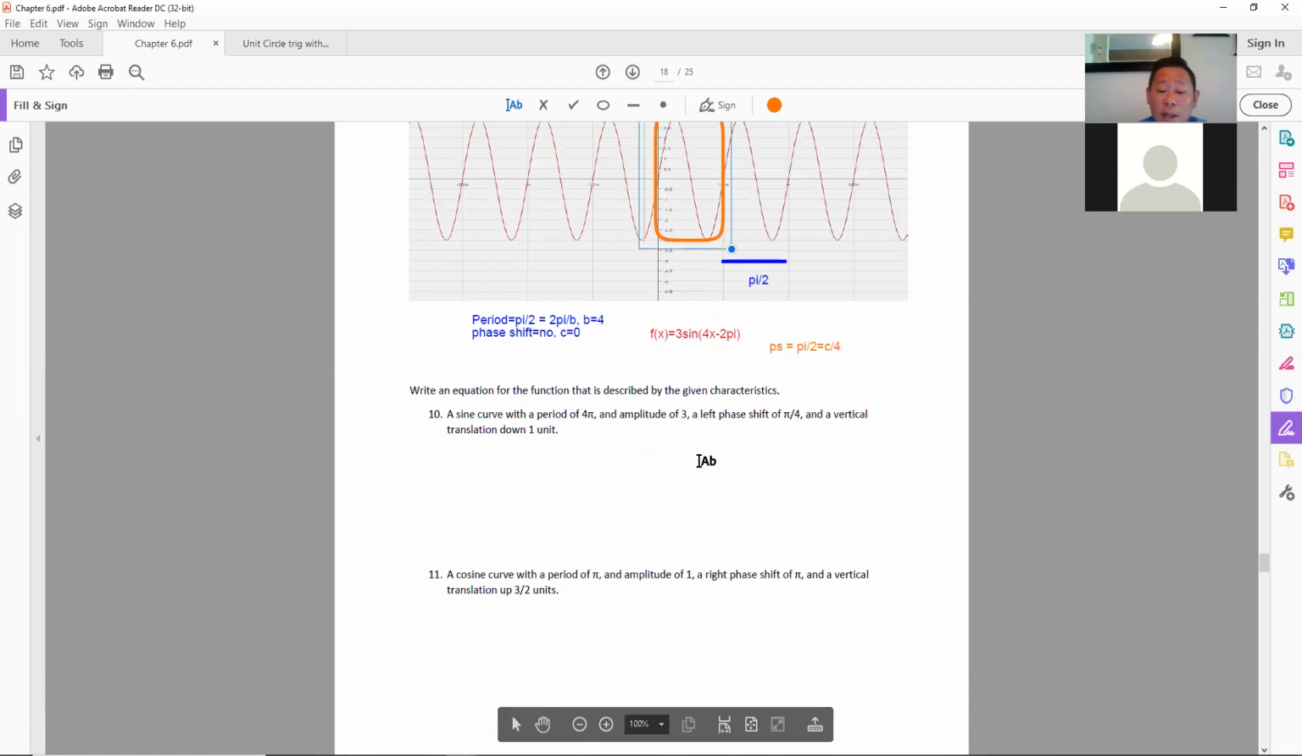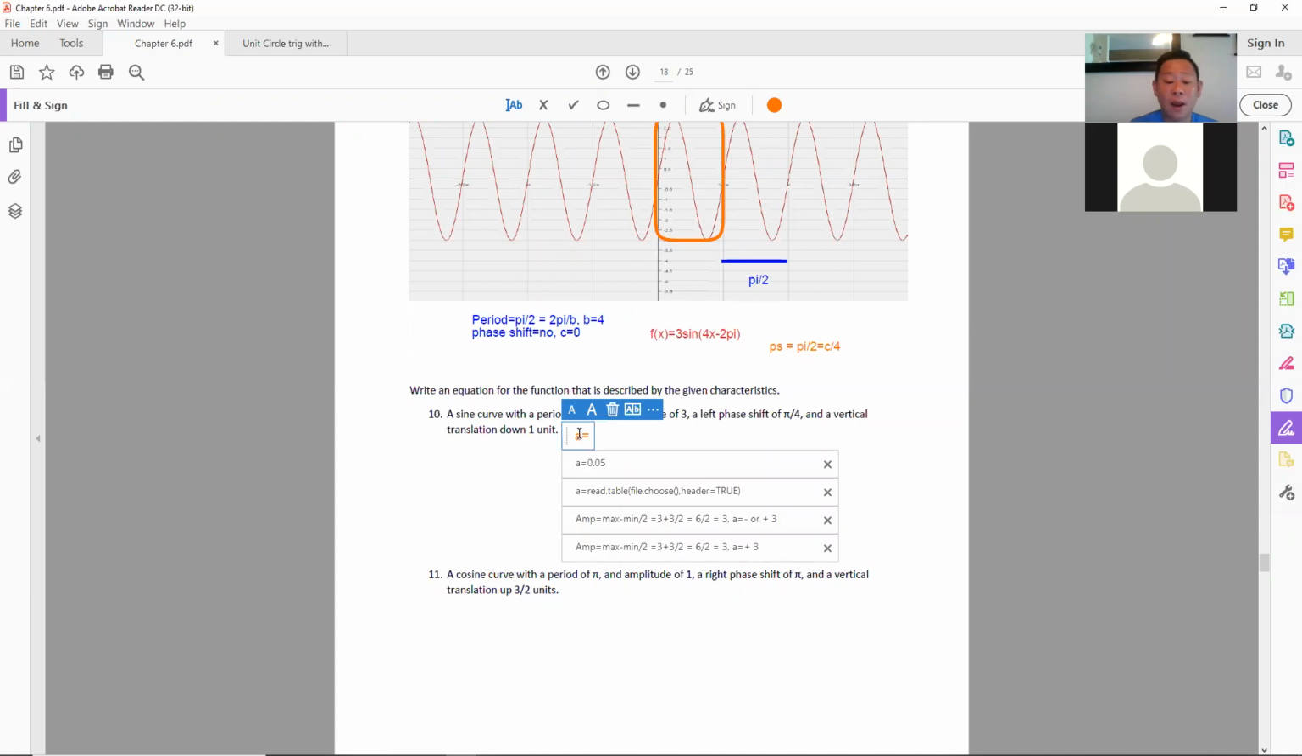Another type of question you get is where I give you the amplitude and phase shift, and you have to write down the equation of this function. Again, we need to know your A, B, C, and D, and they will tell you what kind of graph it is. Is it a sine graph? Is it a cosine graph? Question 10 is a sine graph.